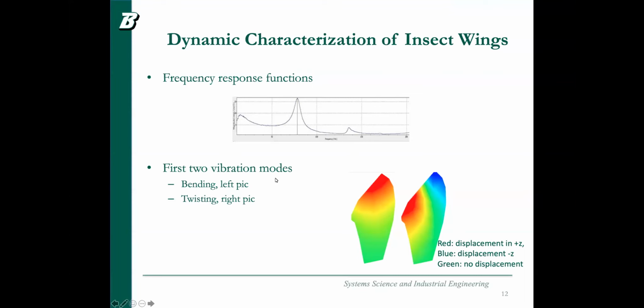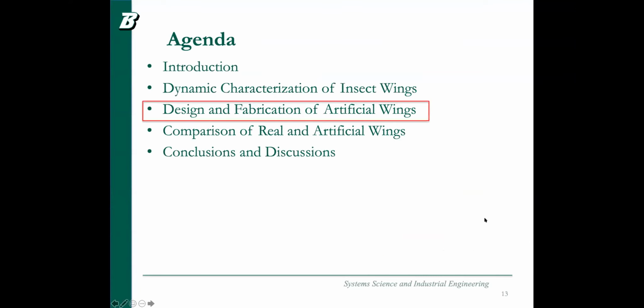The first 2 vibration modes are bending and twisting. As mentioned, the first resonant frequency corresponds to a bending vibration mode, so it's more like a bending structure. You can see the displacement of this vibration mode. The second resonant frequency mode shows the vibration is a little more twisting. You can see the displacement of these 2 vibration modes. That is the dynamic characterization.